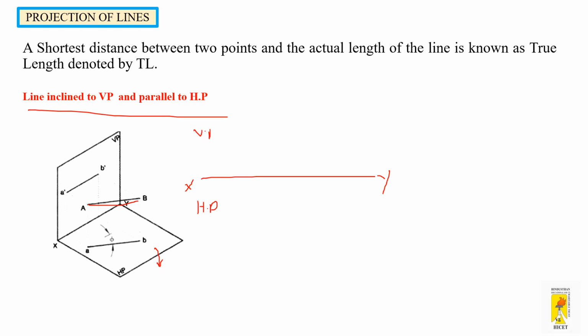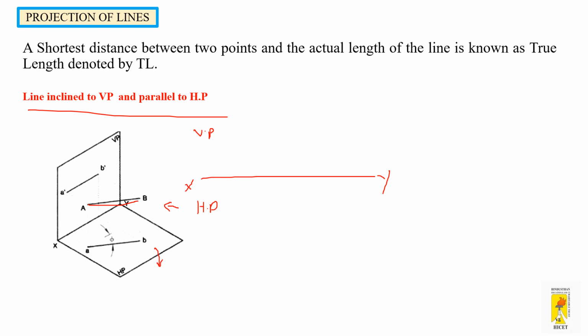That is the vertical plane. Now what happens here is the line which is inclined to VP and parallel to HP is projected on the vertical plane and the horizontal plane. As we all know, on the vertical plane you will always have the front view. On the horizontal plane there will always be the top view.